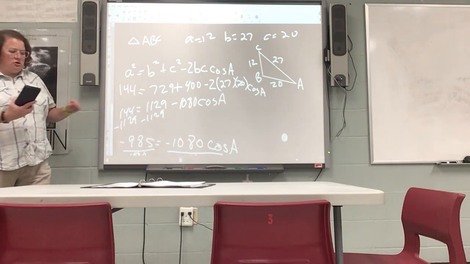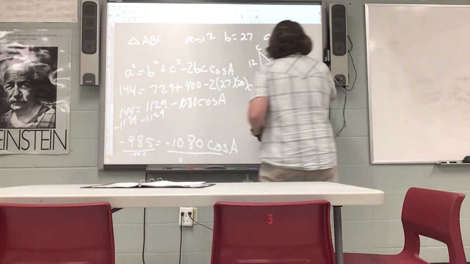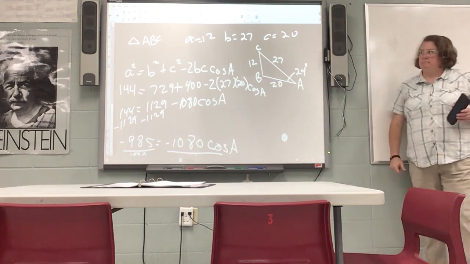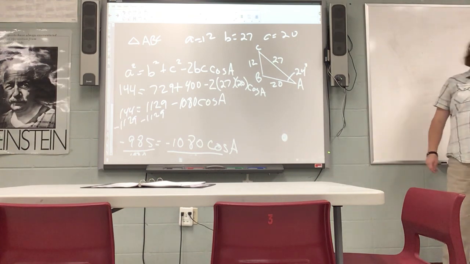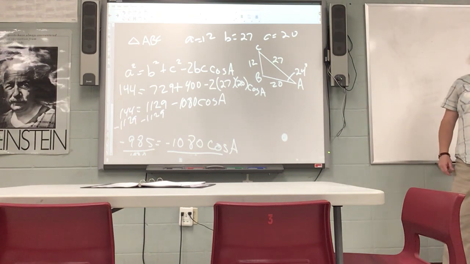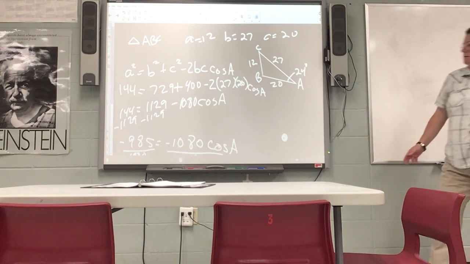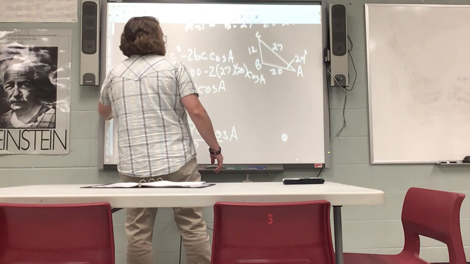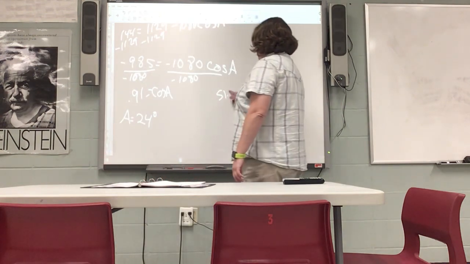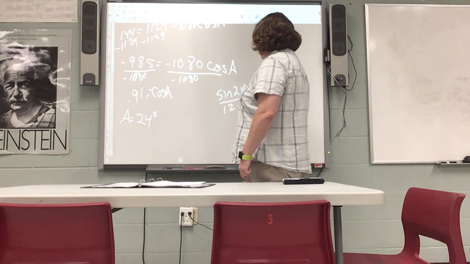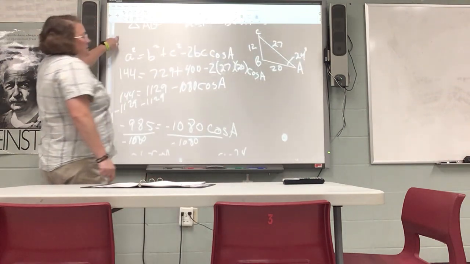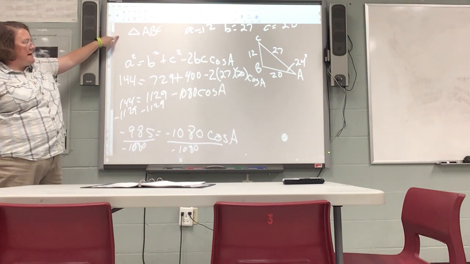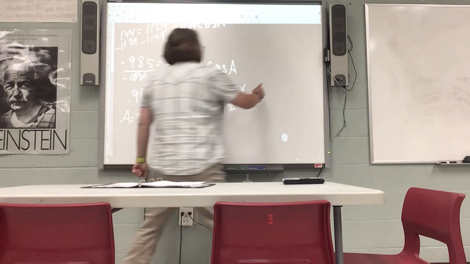Alright, so looking back at our triangle now, we said that angle A was about 24 degrees, so we still gotta find angle B and angle C. You know everything about A now, so you could go back and do sines. So let's say sine of 24 over 12 is equal to, you want to find angle B or C first? Sine of B over 27.